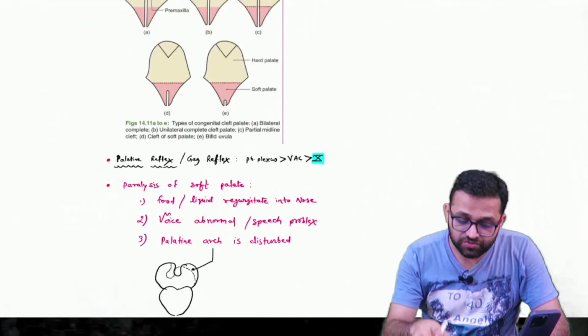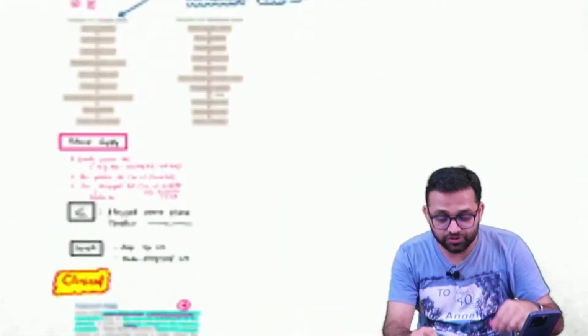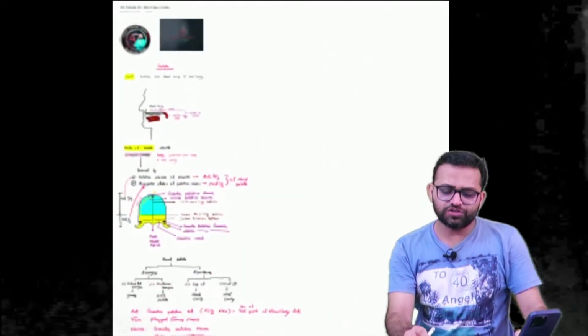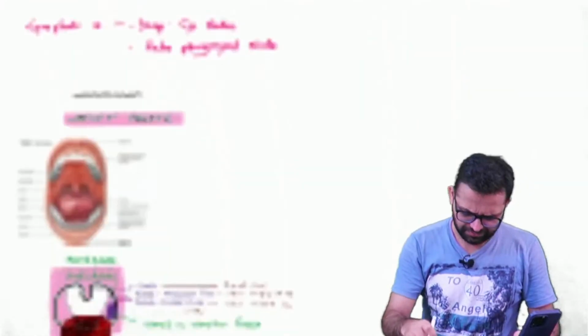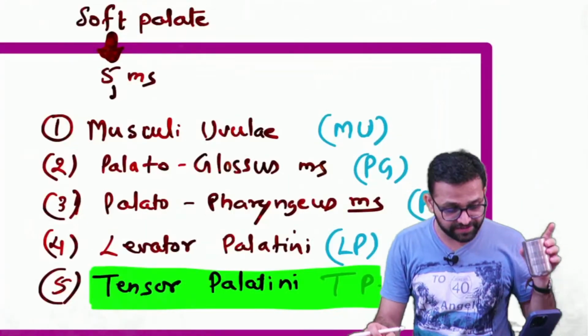So these are our points regarding the palate. This was a comparatively short and sweet topic. So this is all about today's palate. Any doubt? The most important thing you have to remember is the muscles of the palate and the nerve supply. This is very important. Please ask if you have any doubt.